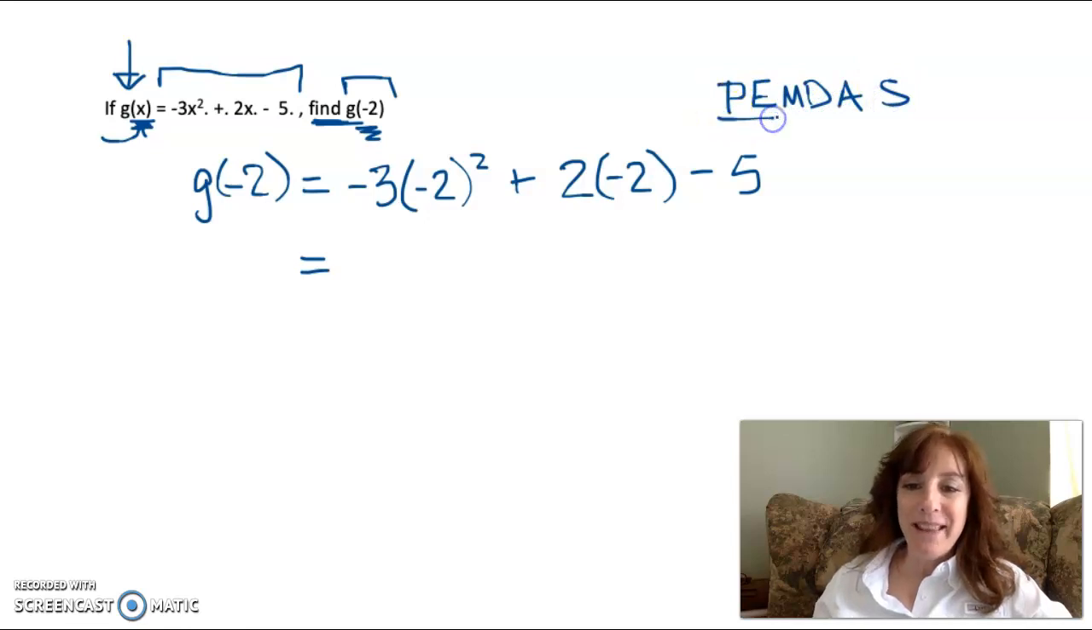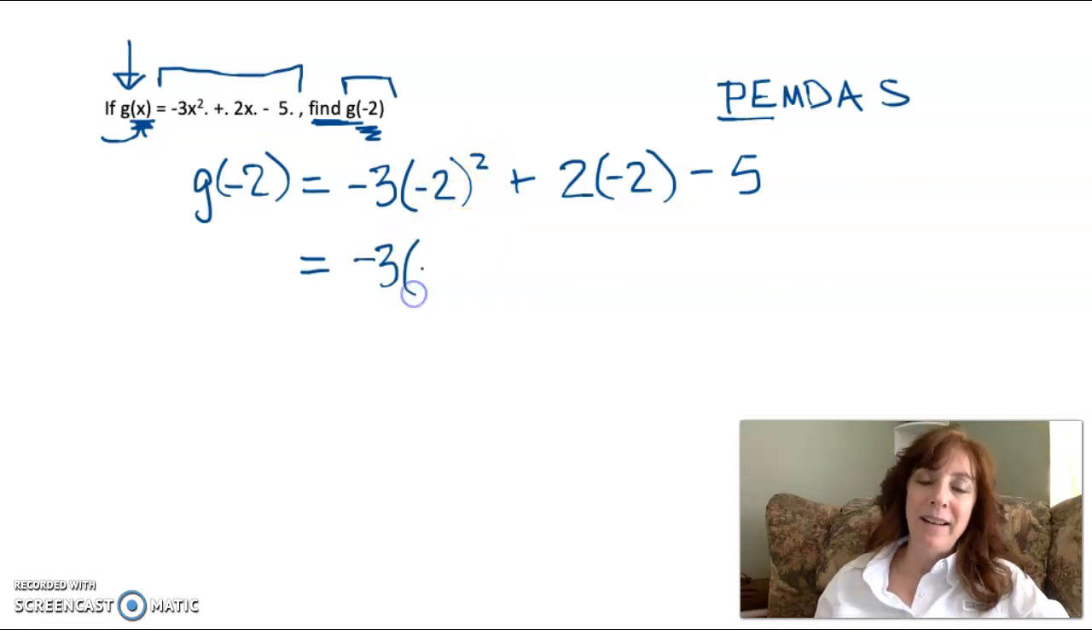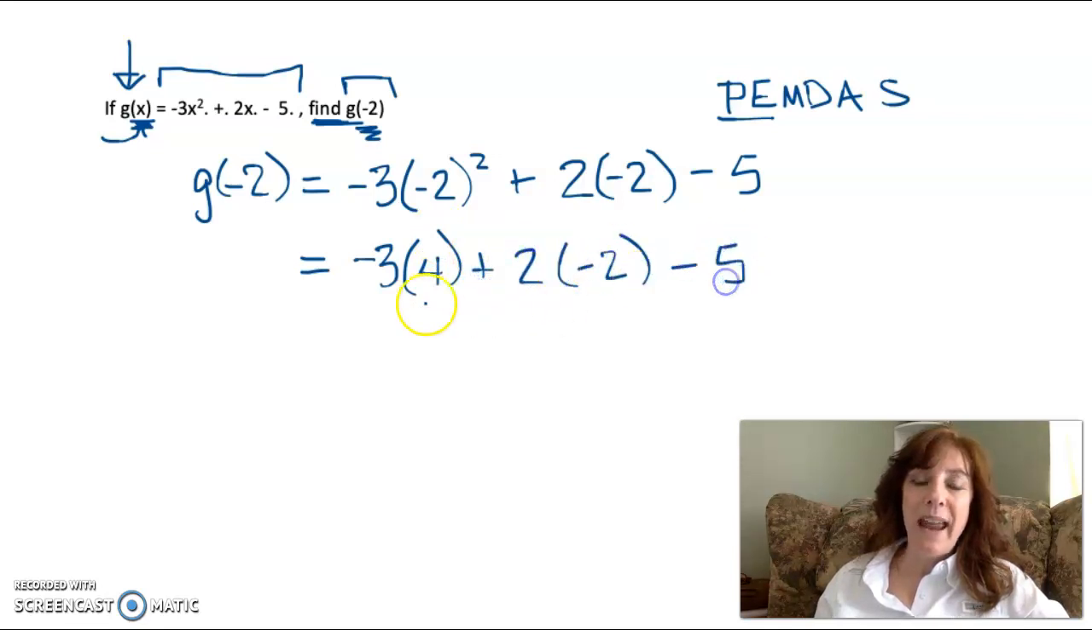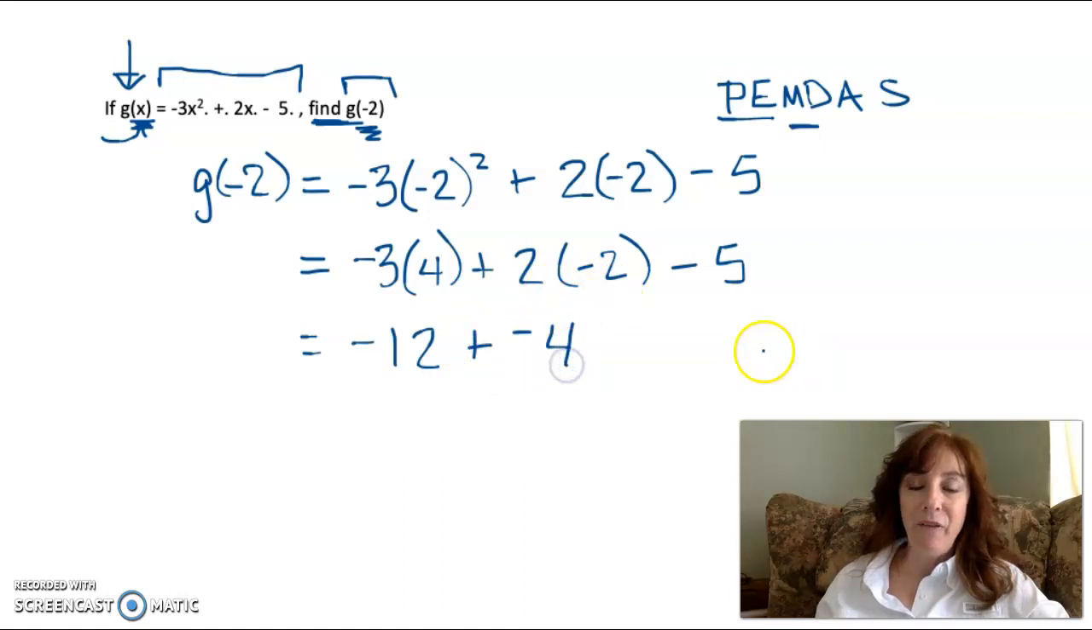We're going to start with parentheses and exponents. Okay, so I have an exponent with this first parentheses. That tells me that -3 is times -2 squared. That means -2 times -2. So that would be negative 3 times 4. There are no other exponents, and so now we can do our multiplication. Negative 3 times negative 4 is negative 12. 2 times negative 2 is negative 4.